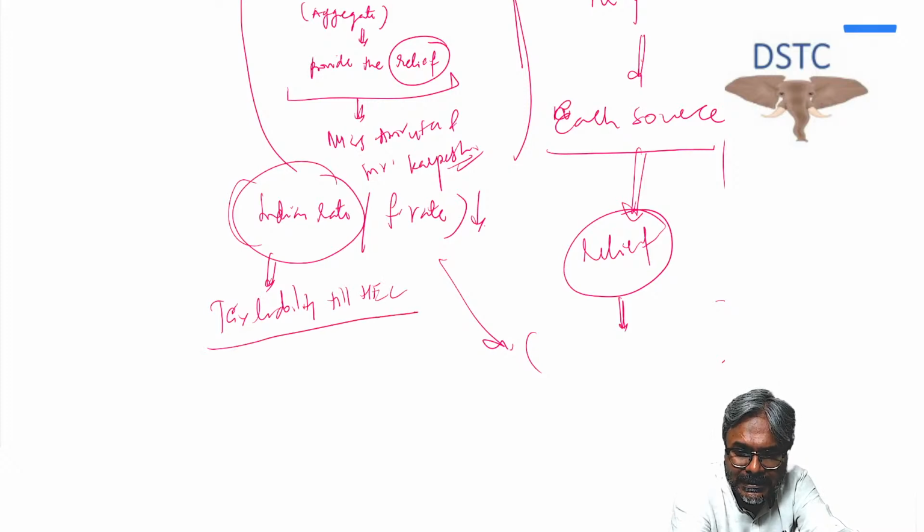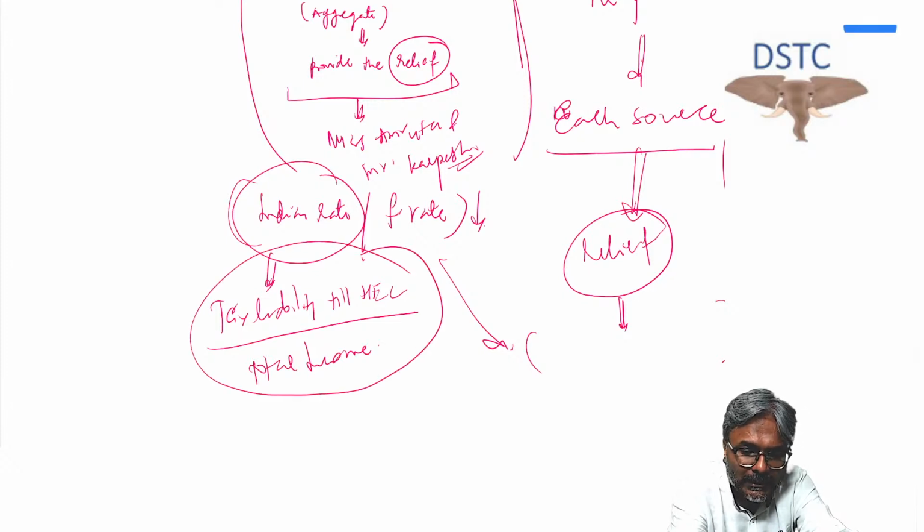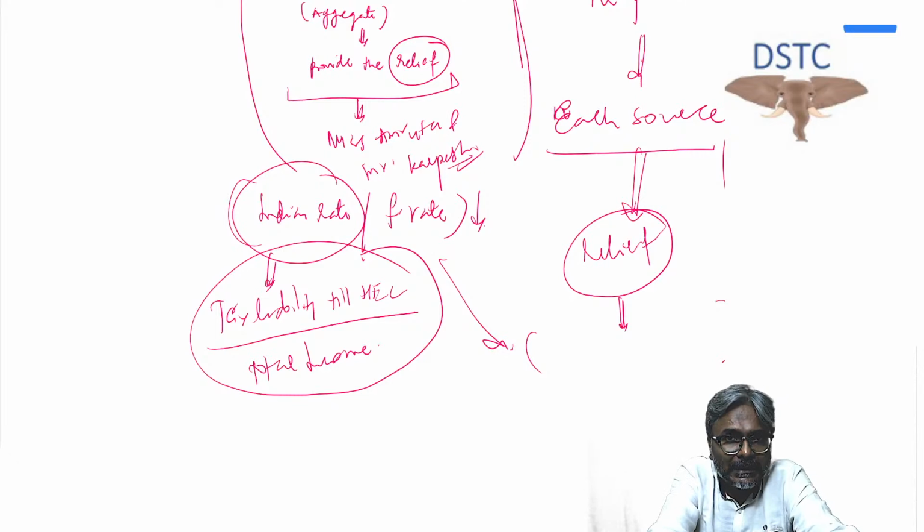Tax liability till HEC divided by what? Divided by the total income. This is what it will be. Be careful, the relief calculation will be after the HEC. That is one point you should be very careful about.